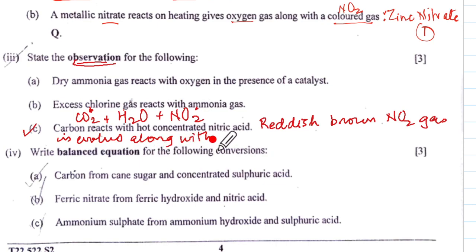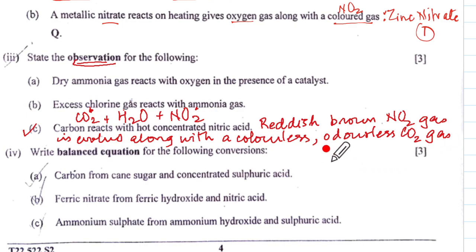Which other gas is there? CO2. And we'll have along with a colorless, odorless CO2 gas. Okay, that should be enough. We don't have to write turns lime water milky because we have a mixture of NO2 and CO2. There are 2 gases here.